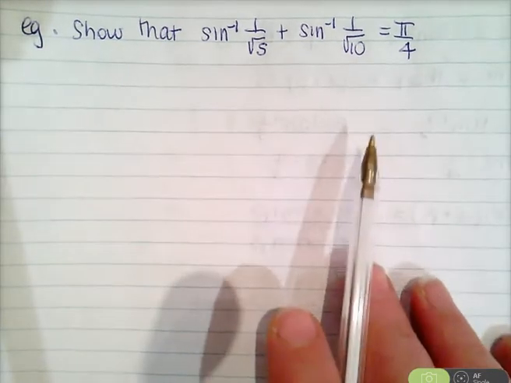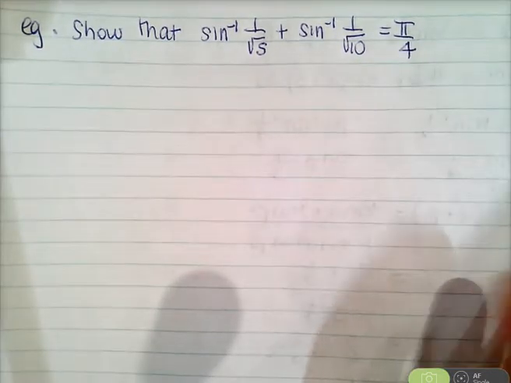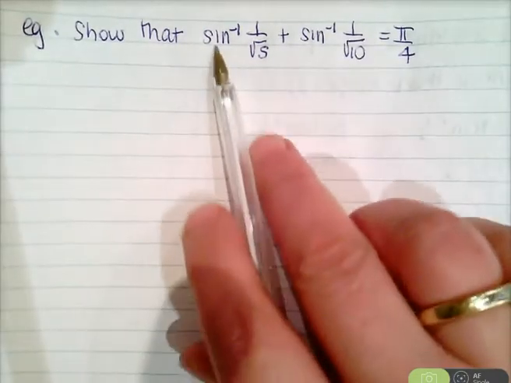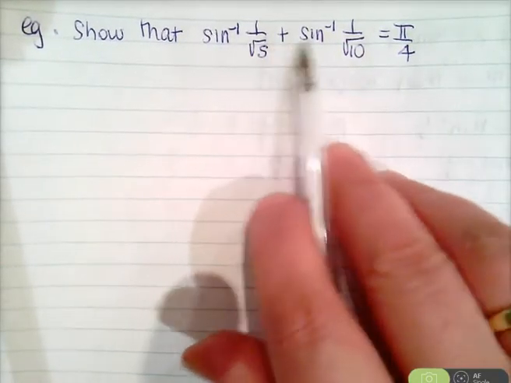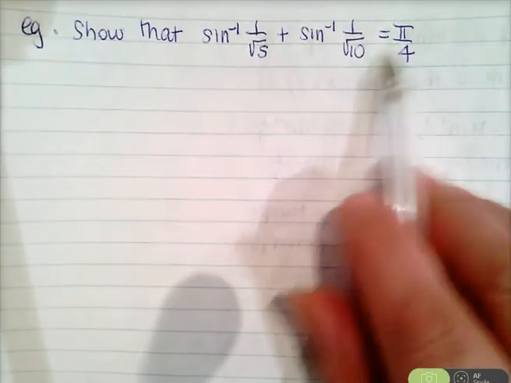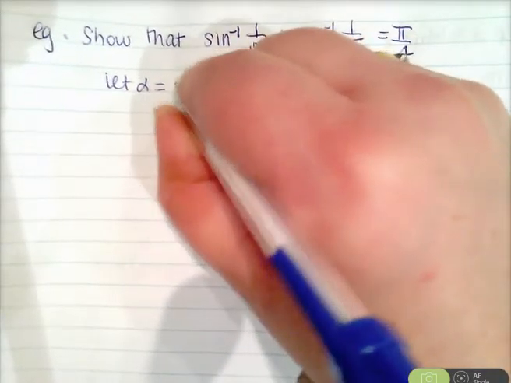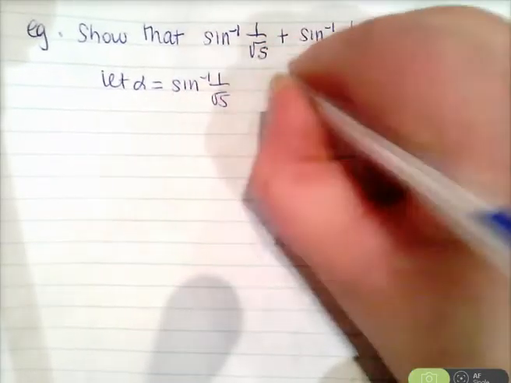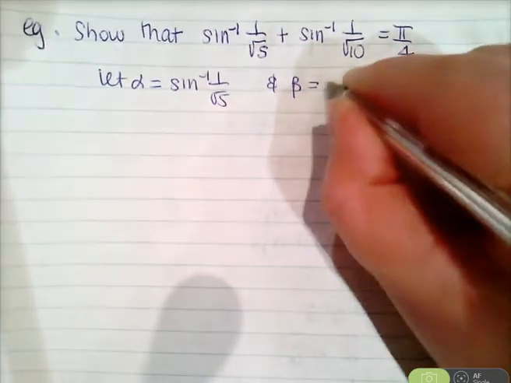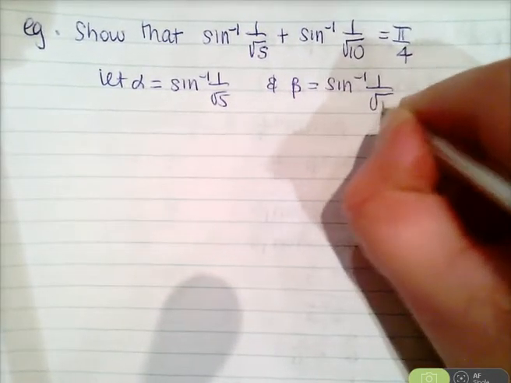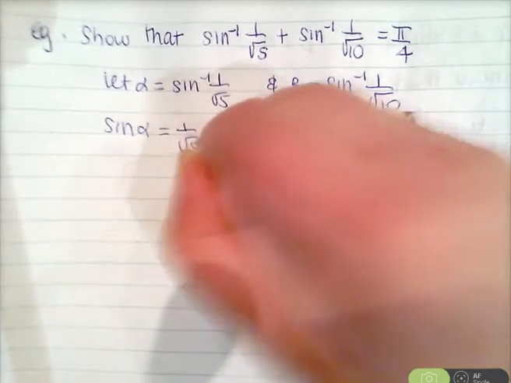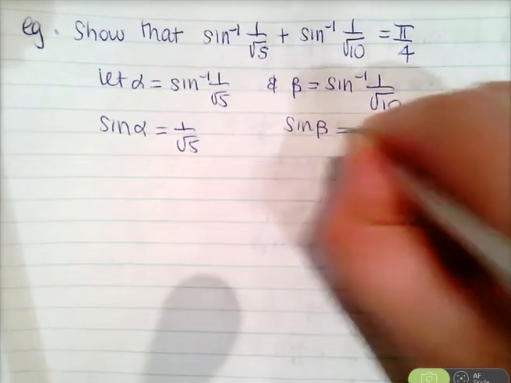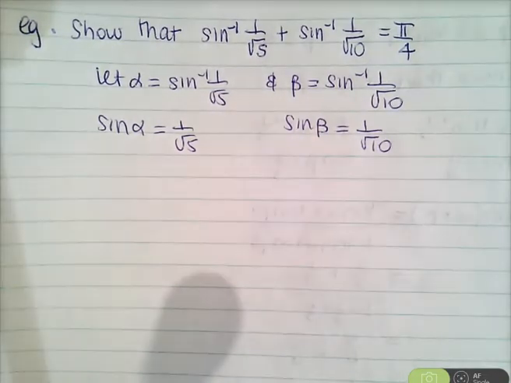What we're going to do is use similar techniques to what we just did to show that sine to the minus 1 of 1 on root 5 plus sine to the minus 1 of 1 on root 10 equals pi on 4. Now we're going to let alpha equal sine to the minus 1 of 1 on root 5 and beta equal sine to the minus 1 of 1 on root 10. Now we know therefore that the sine of alpha would be 1 on root 5 and that the sine of beta would be 1 on root 10.